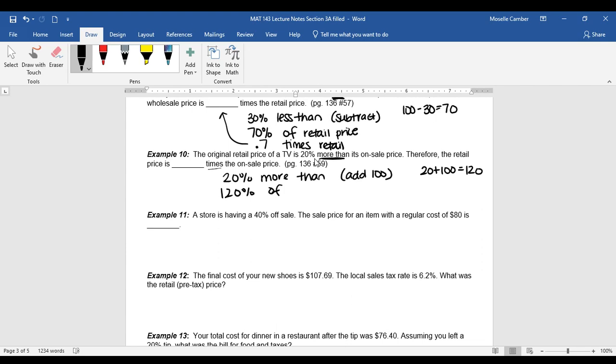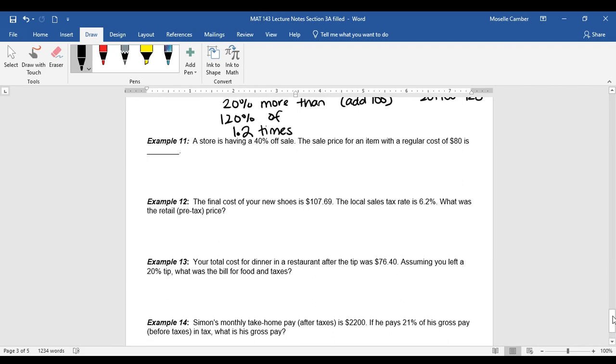But again, it wants the times. So we're going to translate this. 120% is going to be 1.2. We take 120 divided by 100. Of in math means multiplication, which another word for it is times. So the retail price is going to be 1.2 times the on-sale price.